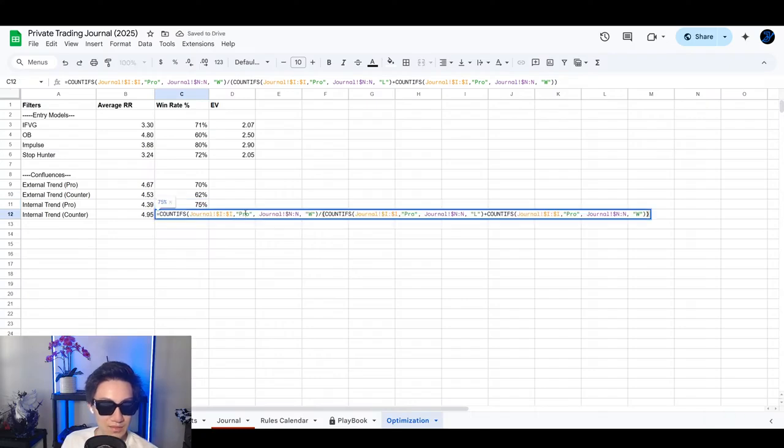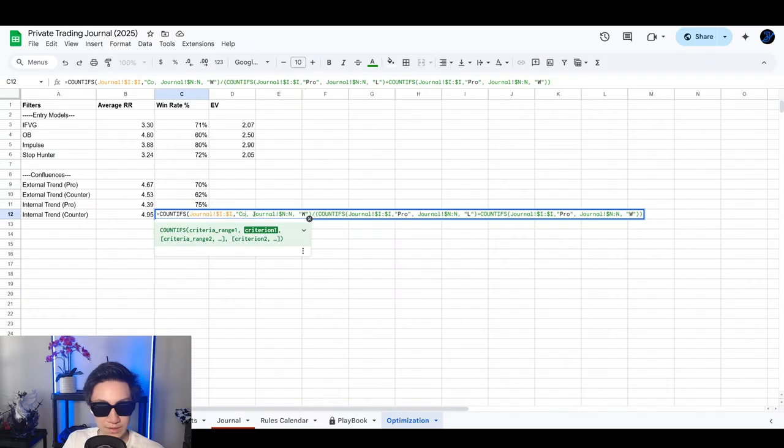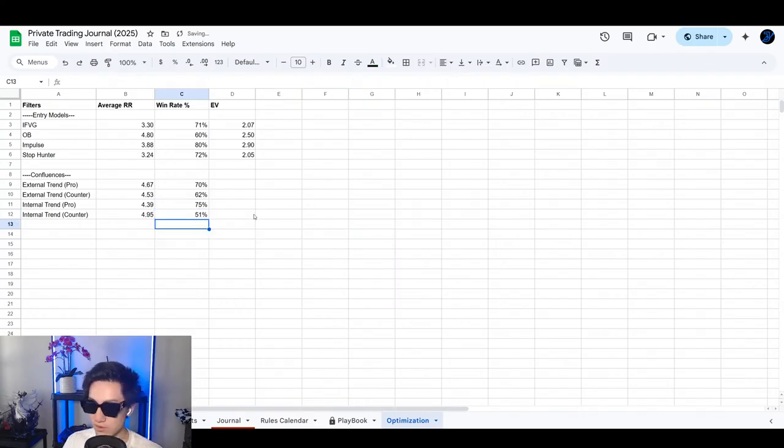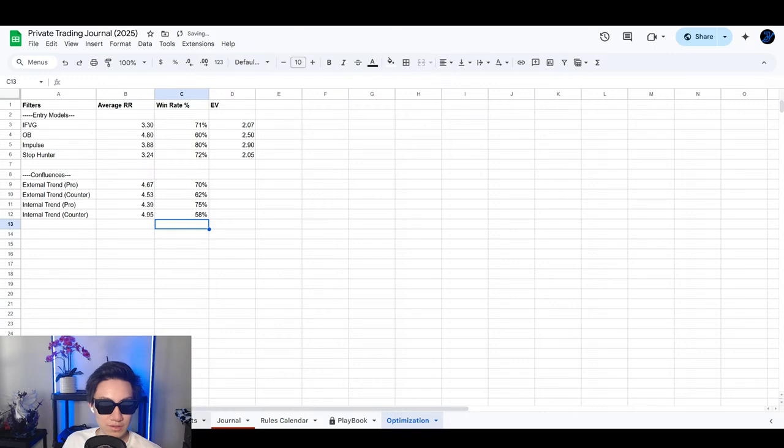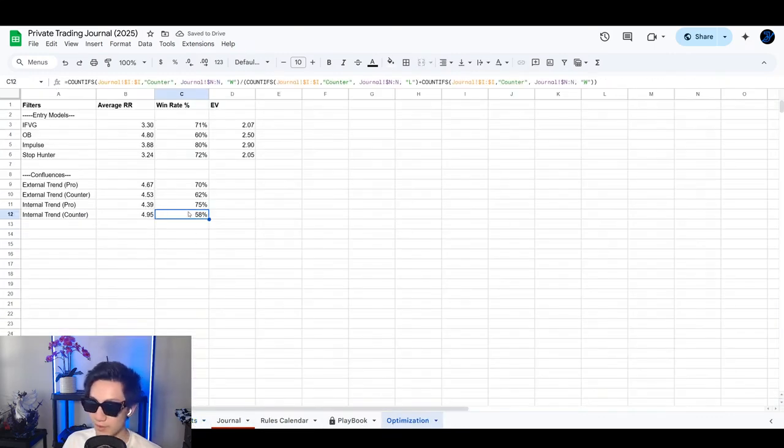And then last but not least here, all we have to do is just change this to counter. Now there's going to be a few more things I'll do on stream. So we'll change this to counter. This would be counter. This would be counter. So it'll be 58% here. That is the correct win rate right there.